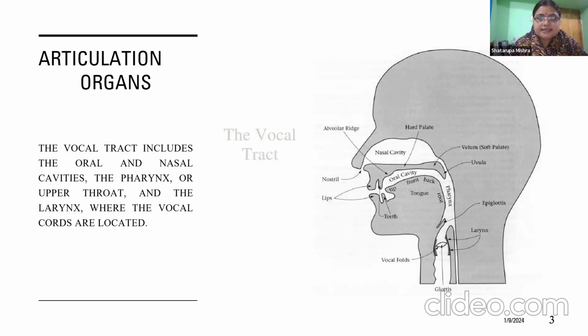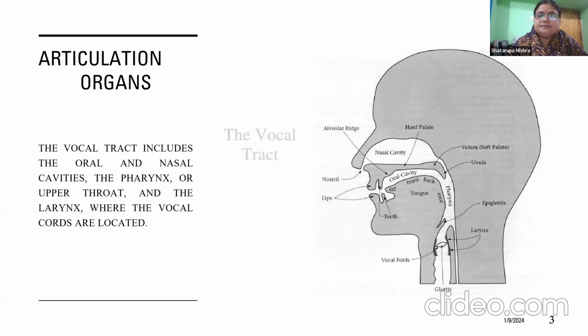Of course, teeth. And there is a kind of projection just behind the teeth, and that is called the alveolar ridge, or the teeth ridge. Then you can see the tongue is divided into the tip, the front, and the back. All these portions of the tongue are important for the different sounds that are produced.